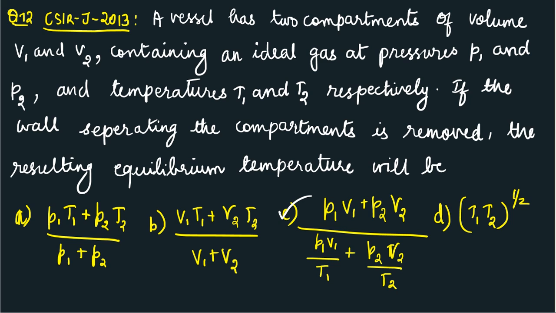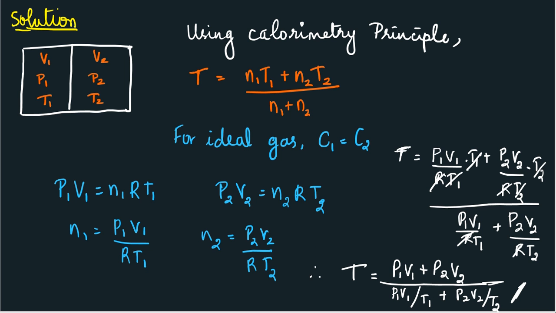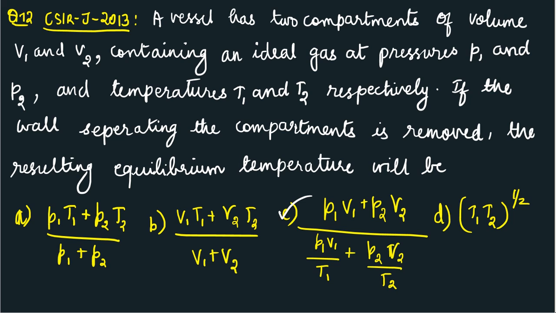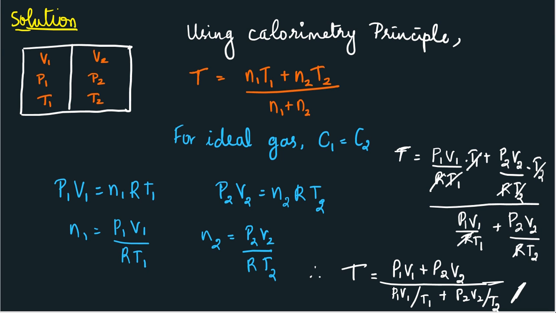Whenever you get such kind of question, equilibrium temperature, two compartments, the calorimetry principle is the only answer. So let us use that. Here these are the two compartments, 1 and 2, with V1 P1 T1, V2 P2 T2. Using the calorimetry principle, the only thing to note in the question is that it is an ideal gas. So for an ideal gas, C1 will be equal to C2. Hence, using the calorimetry principle, you can find this formula.